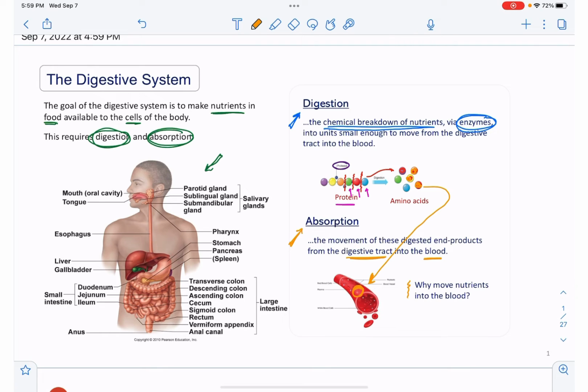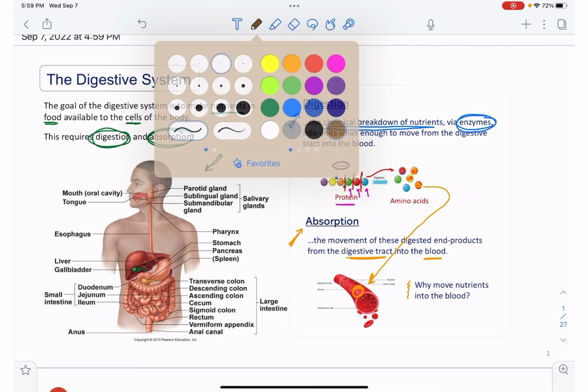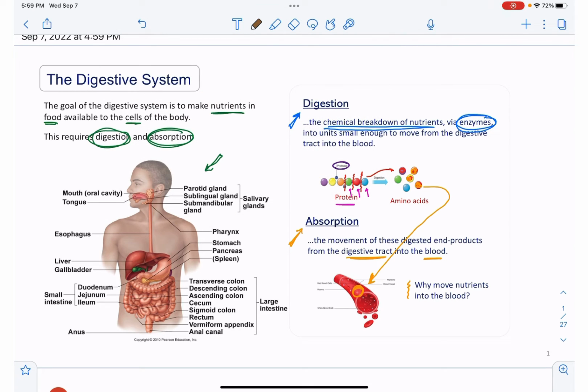And why is that important? Why do we want nutrients in the blood? The answer to that is that once nutrients are in the blood, they have access to all of the cells of the body. And what that does is it allows the cells to take these nutrients from the blood and move them into the cell, and then use those nutrients to perform whatever cellular function they're going to use them to perform.